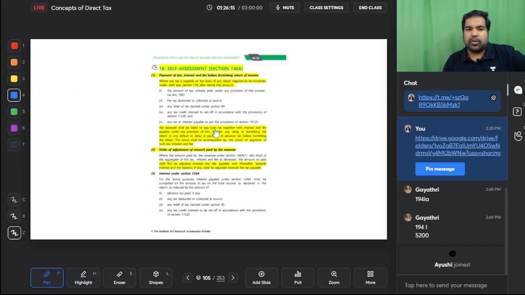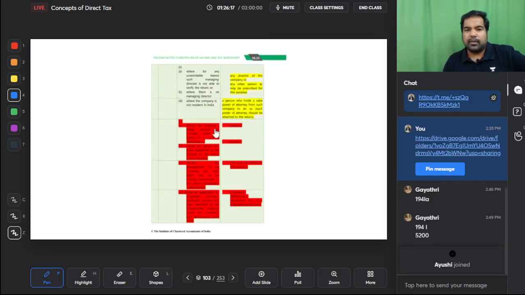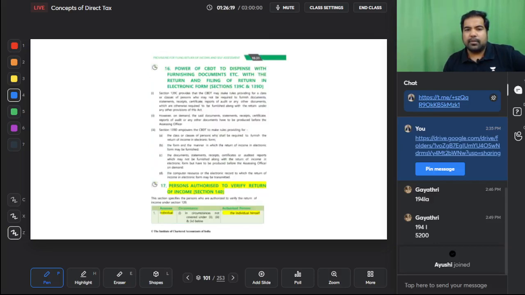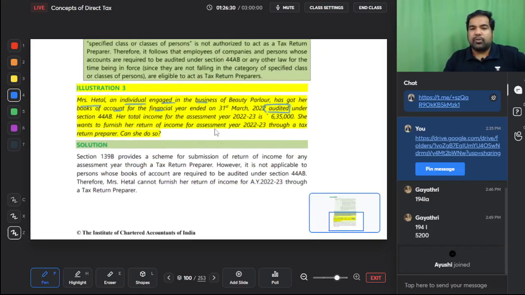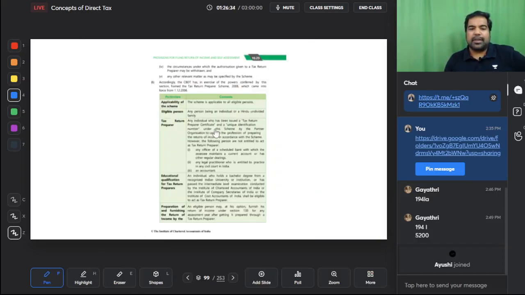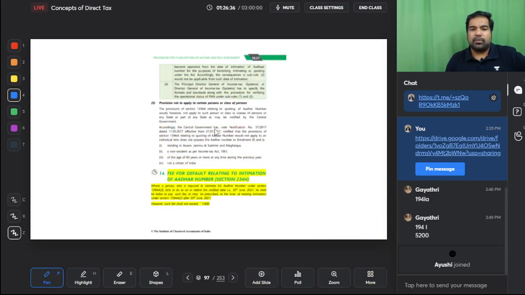Look at some illustrations if there are any. Mrs. Hetal, an individual engaged in the business of beauty parlor, has got her books of accounts for the financial year ended audited. So guys, if it's audited, then can they use a tax return preparer? No, 139B does not permit that. This can be maximum MCQ.